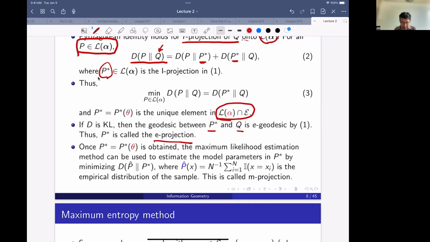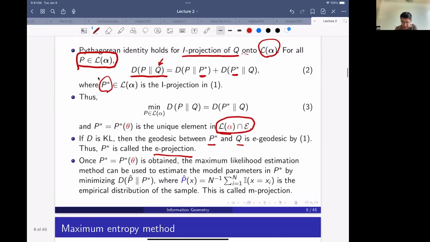And once this P star is obtained, basically if you fix alpha, then you fix beta, right? But if you allow alpha to change, then basically you allow theta to change.